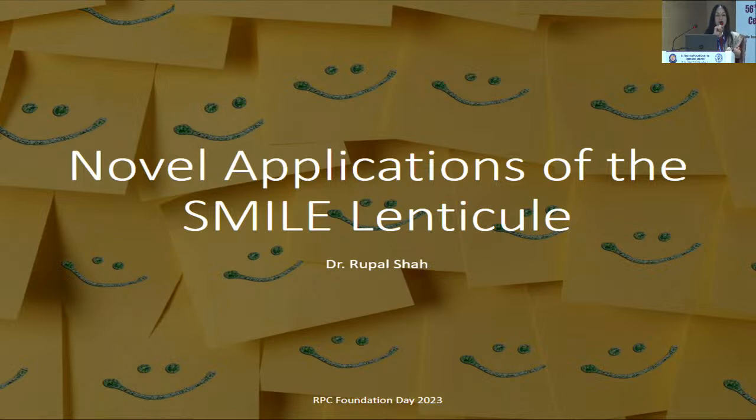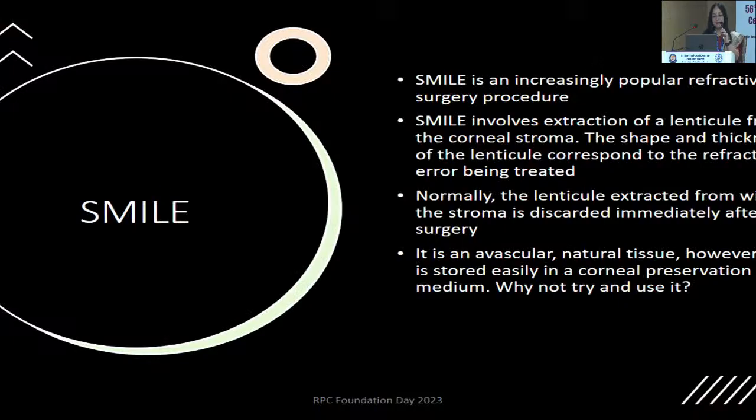Today, I would like to talk about novel applications of SMILE lenticule. SMILE, for the uninitiated, is becoming increasingly a very popular form of refractive surgery, where we extract out a lenticule from the corneal stroma, and the shape and thickness of the lenticule that we create defines the correction of refractive error. Normally it is discarded immediately after the procedure, but it is an avascular natural tissue, and if stored easily in a corneal preservation medium, why not try to use it?